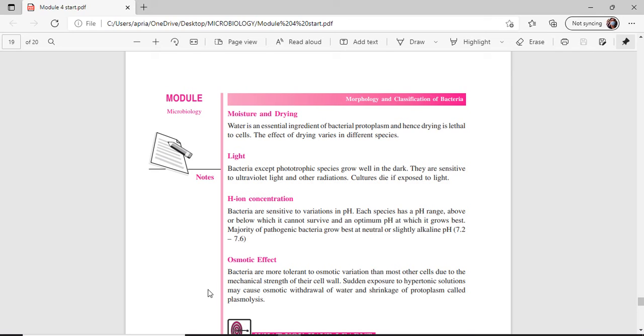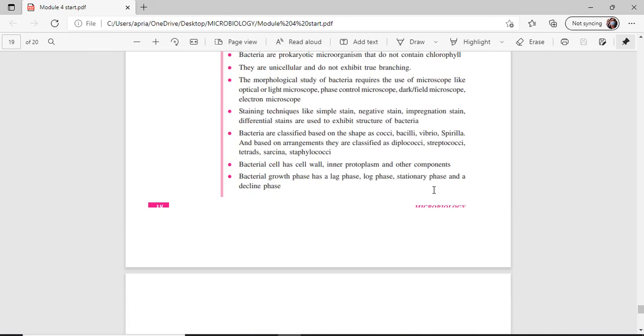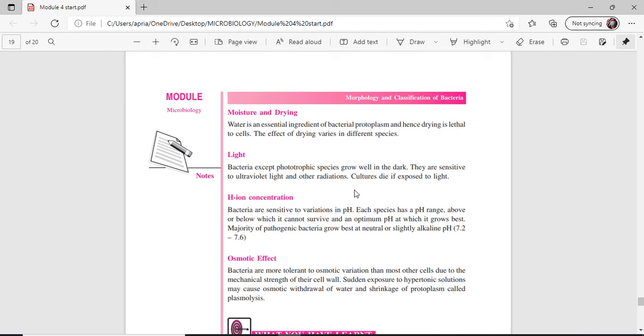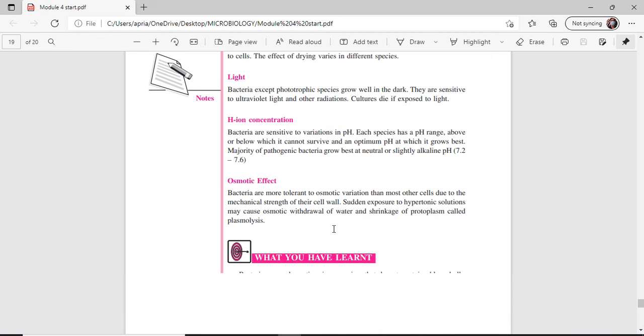Then your osmotic effect. Bacteria are more tolerant to osmotic variation than most other cells due to the mechanical strength of their cell wall. Sudden exposure to a hypertonic solution may cause osmotic withdrawal of water and shrinkage of the protoplasm, called plasmolysis. Osmotic refers to the water concentration sa unod sa bacteria.